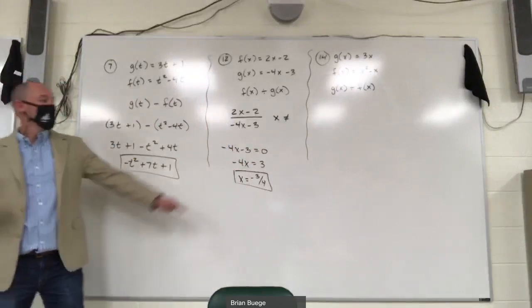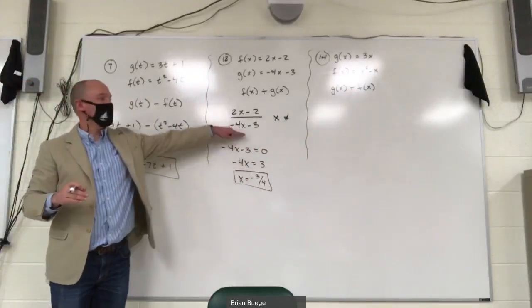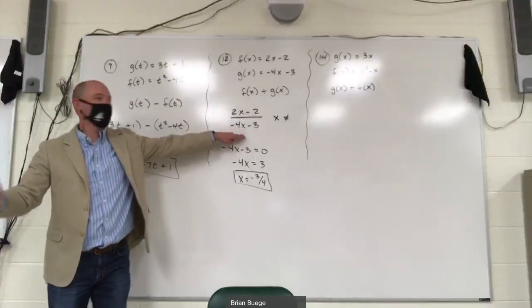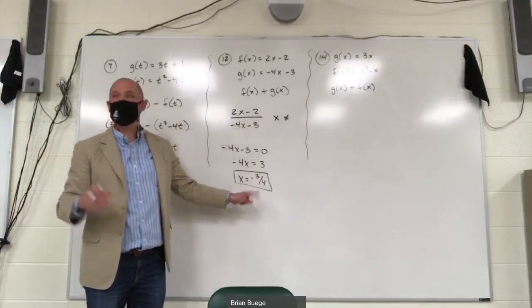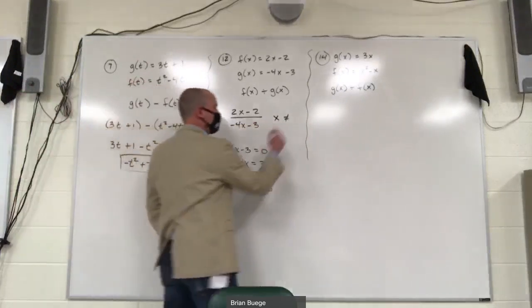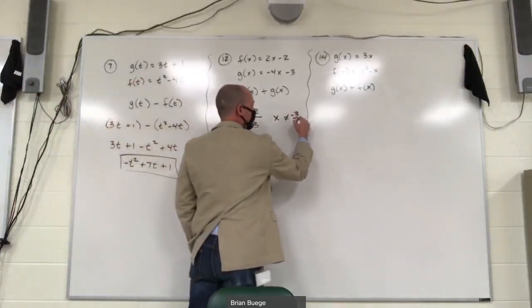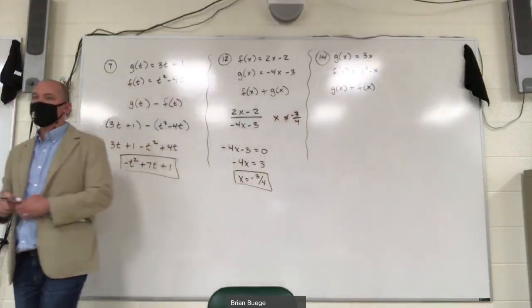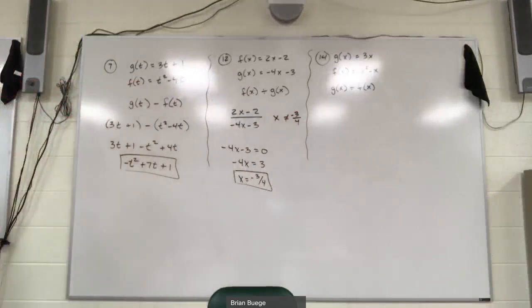Okay? Now, that's the value that would make the denominator equal to 0, which we can't have. Therefore, that's the one value of x that we exclude. X is not allowed to equal negative 3/4, because if it did, we'd get 0 in that denominator, and we can't have that.